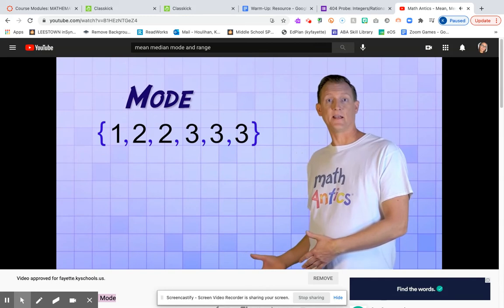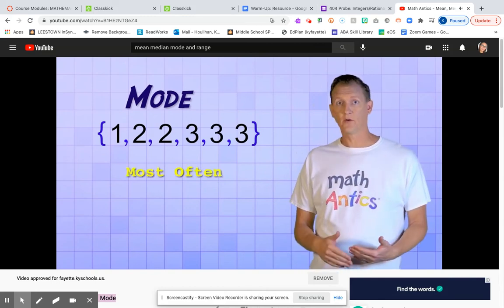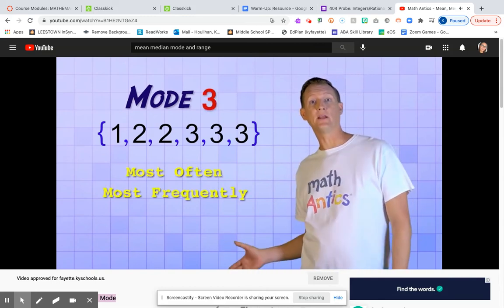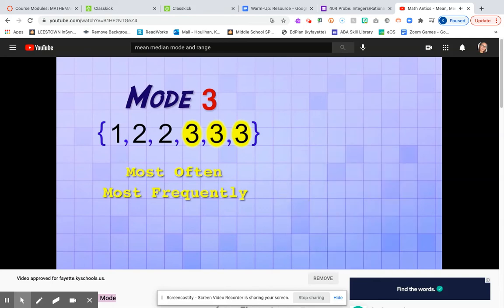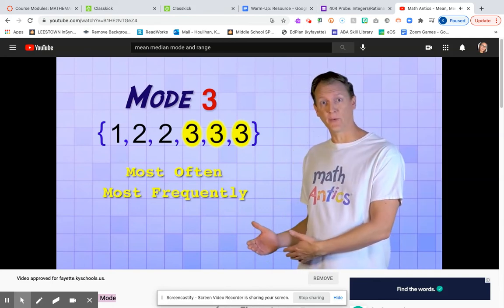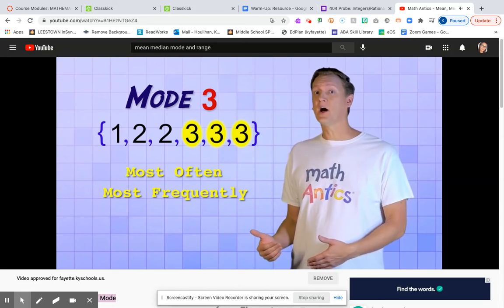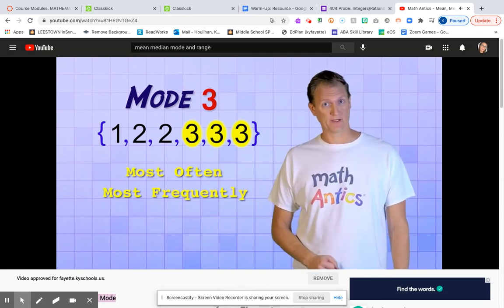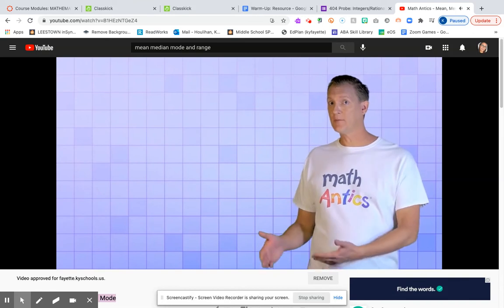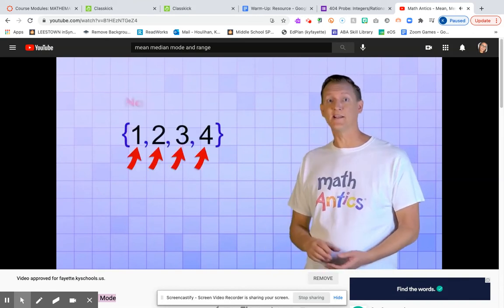The mode of this data set is the value that occurs most often or most frequently, so that would be 3 since there's 3 3s. Now don't get confused just because the number 3 was repeated 3 times. The mode is the number that's repeated most often, not how many times it was repeated.